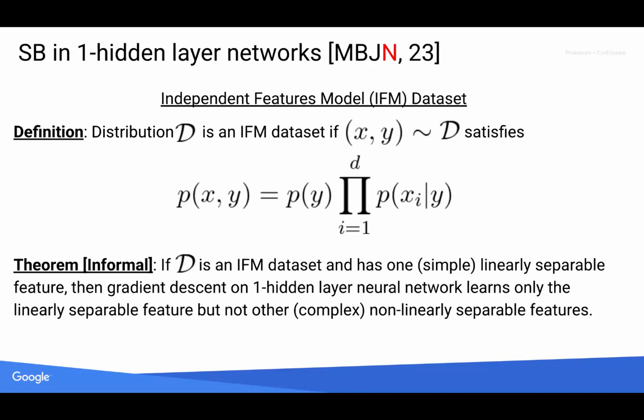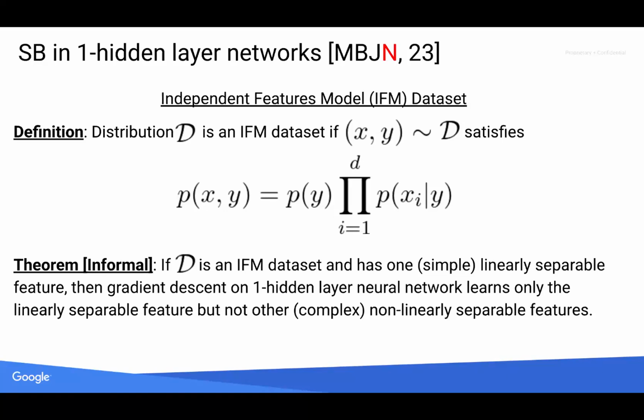We can think of each of these xi as, say, color or background or shape or size and things like that, where if I tell you that y is equal to a swan, then color and shape and size are probably independent. Similarly, for a bear, color, shape, size, and all these things could again be independent. So that's basically what the independent features model says.